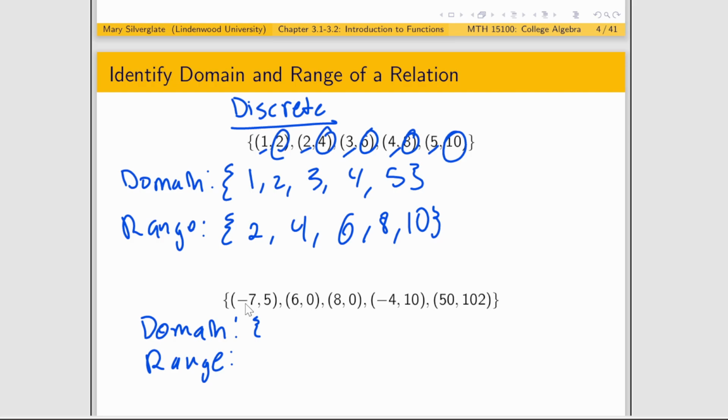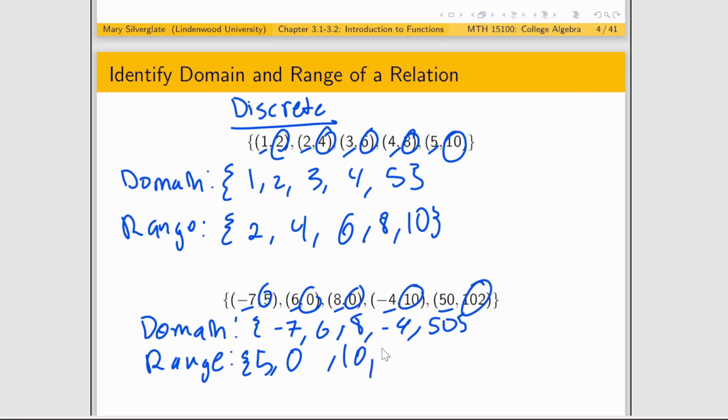So here our domain is -7, 6, 8, -4, and 50. Our range is 5, 0, 0 repeats, so I'm not going to list them twice, 10, and 102.